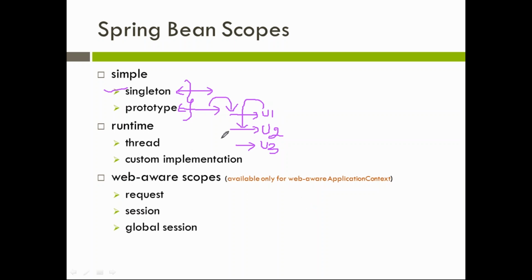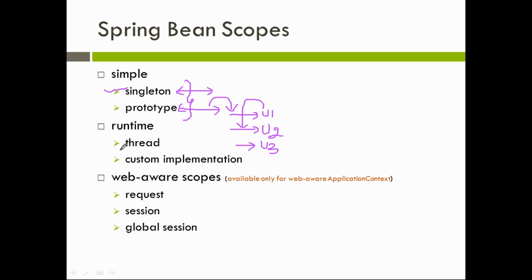In this particular scenario, definitely singleton is not a suitable bean scope, because every time we require a separate user object. That user object is specific to the current logged-in user. To manage this, you require prototype. I'm just giving an example. This may apply to various situations and scenarios.